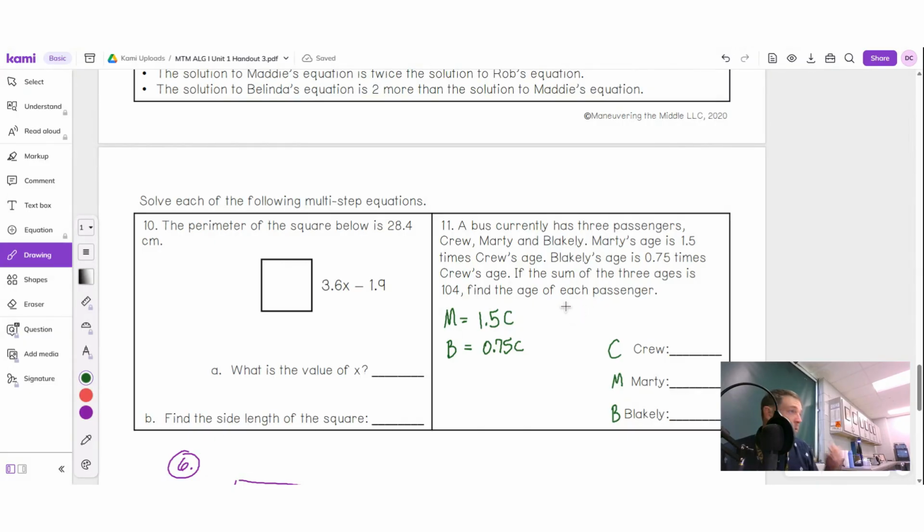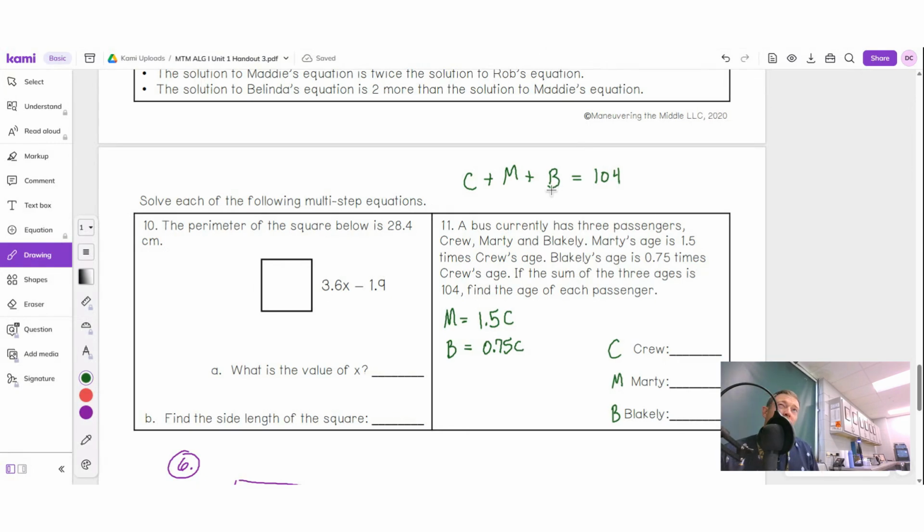Okay, so I'm going to write that equation up here at the top. The sum of all 3 of them is 104. So that means Crew plus our boy Marty plus Blakely, which could be girl or boy. We'll probably go either way with that one, right? But those 3 guys or gal, maybe mixed in, add up to be 104 with all of their ages combined. So this is kind of our main equation that we're going to be dealing with.